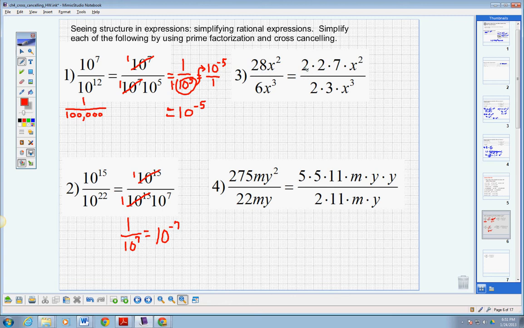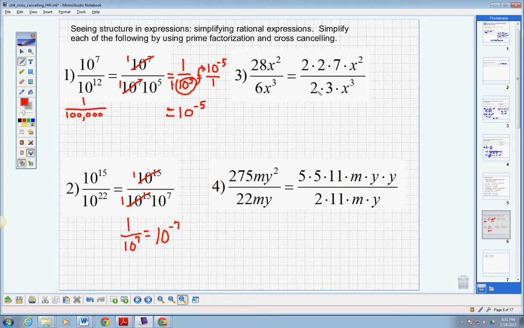All right, so looking at these others, I've already prime factored 28 into 2 times 2 times 7. I should have said 2 times 2 times 7 times x. Understand that I'm not completely prime factoring it. I'm using the power rules that we've discussed in the past, the quotient rule, to be exact. So I rewrite 28 as 2 times 2 times 7. Those are the prime factors of 28, or that is the prime factorization of 28.